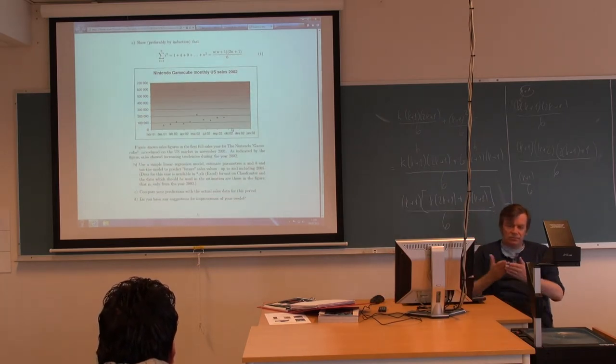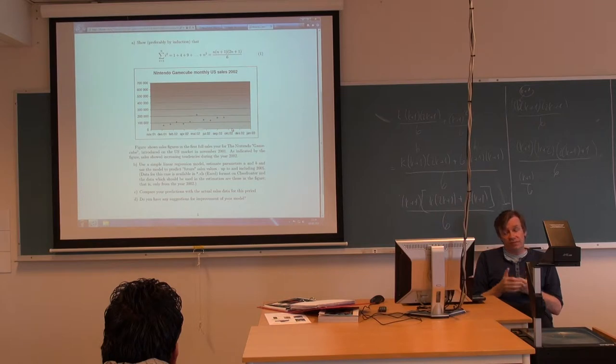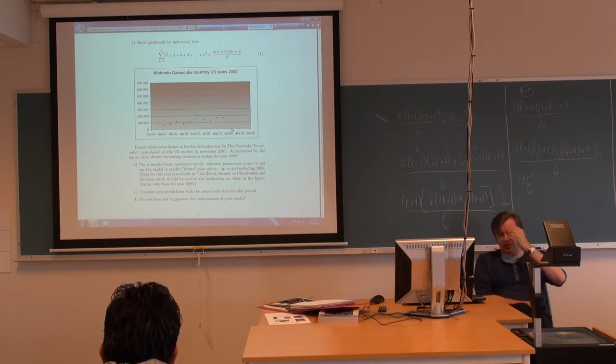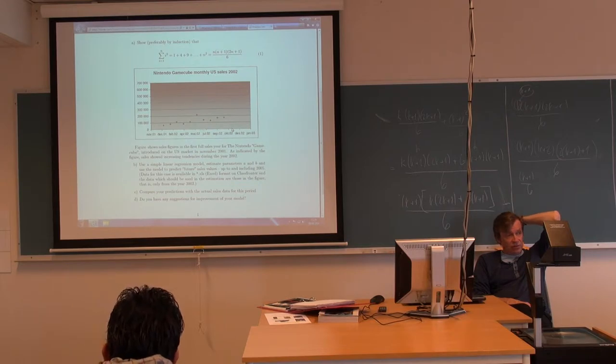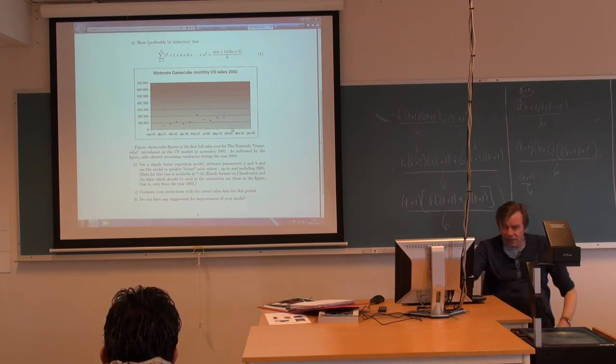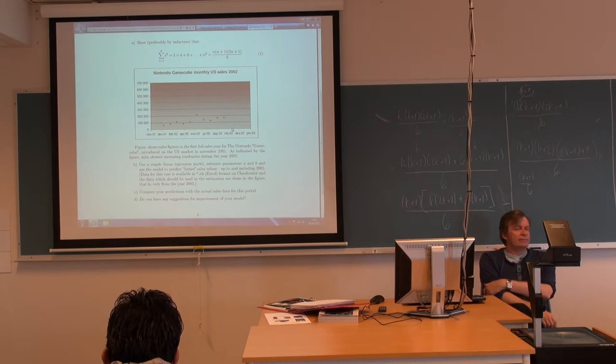Then we move to the main part of this exercise, which is related to the stuff we learned, or should have learned, in chapter 2 on forecasting. It says here in the text that the figure above shows sales figures in the first full sales year for the Nintendo GameCube, introduced on the US market in November 2001. So this is actually from the starting point of the Nintendo GameCube. So that may be the reason why you didn't sell so much in the Christmas period of 2001, as we briefly discussed when we look at this.